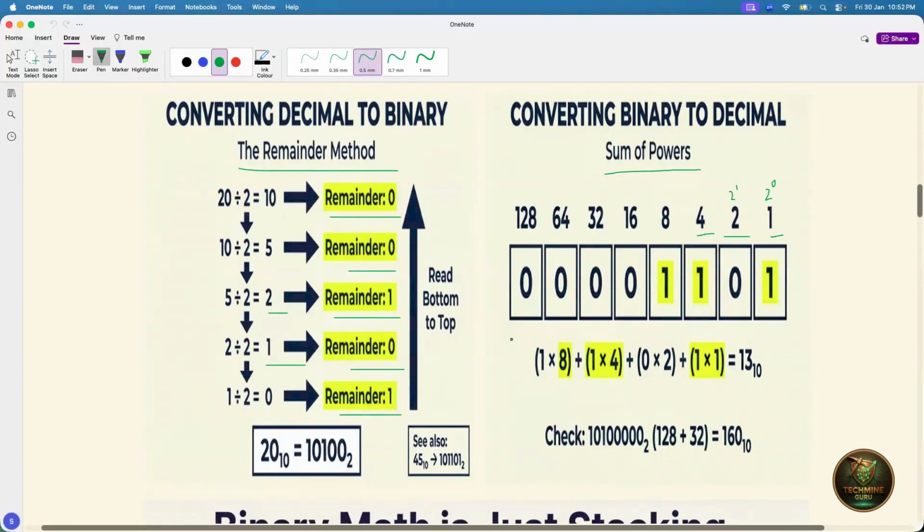So 0 into 128 plus 0 into 64 plus 0 into 32 plus 0 into 16, all this will give 0. That's why I have not mentioned it here. Now 1 into 8 plus 1 into 4 plus 0 into 2 plus 1 into 1, which will give us the decimal number 13 in base 10. Also, you can check for this number, which will give you the result 160 in base 10.